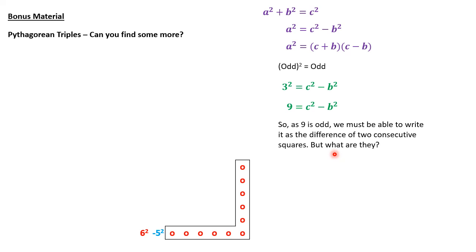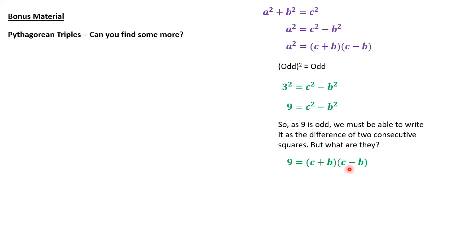So we could take a bit of a stab in the dark, but let's think about this and what we know. So we know that 9 must be equal to c plus b times c minus b, and we know that c and b are consecutive. So if they're consecutive, they're next to each other. So if I subtract one from the other, c minus b, I would get 1. So if this bracket is equal to 1, this bracket must be equal to 9, because I know they multiply to make 9. So the first bracket must be equal to 9, the second bracket must be equal to 1.